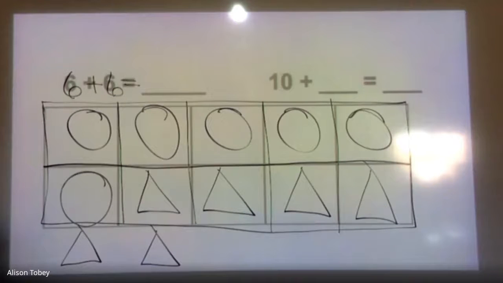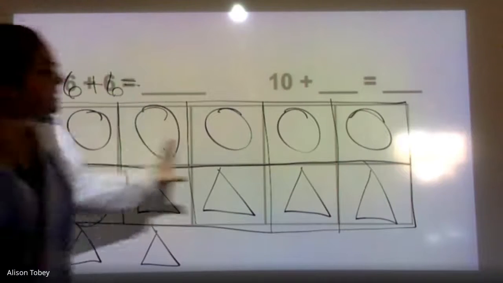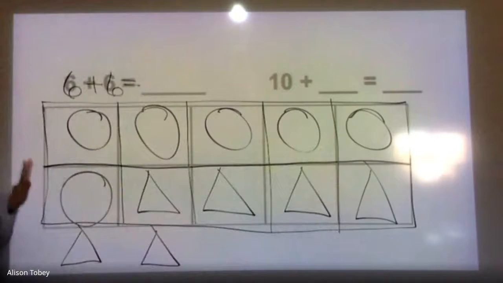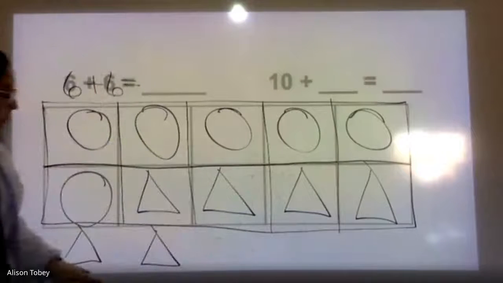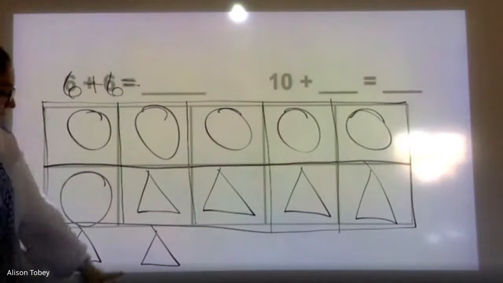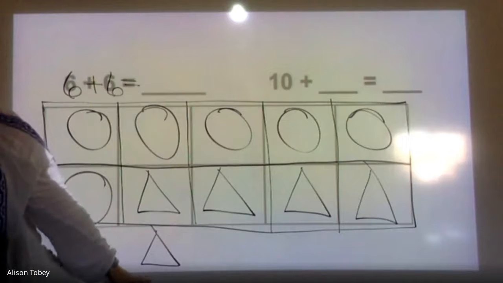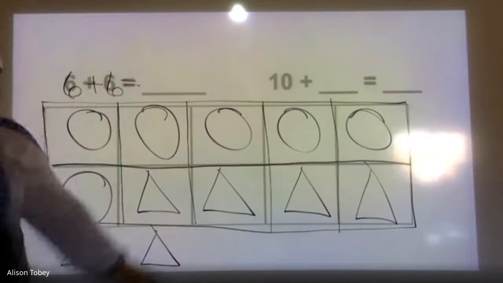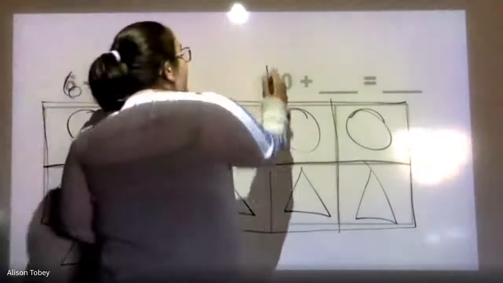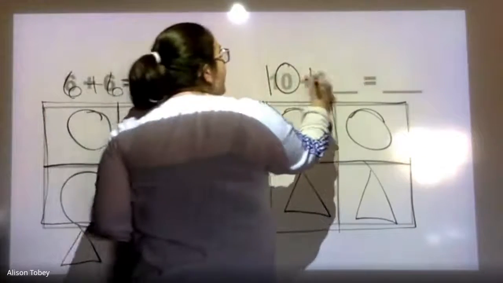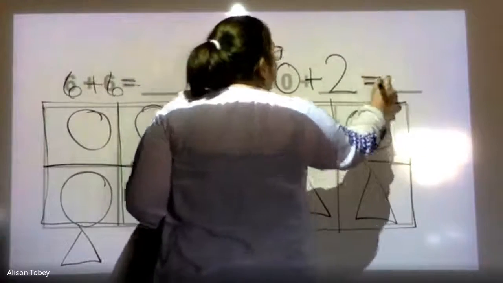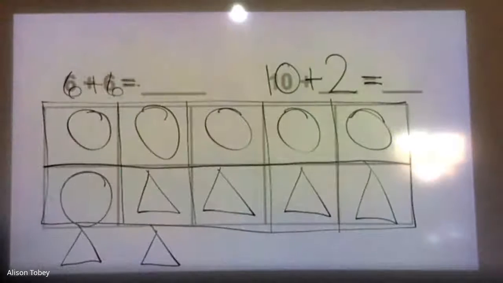Good job. Okay, now, we know that this has 10 in it, right? Show me with your fingers, how many are on the outside of the 10 frame? How many? 2. So we're going to write 10 plus 2 equals.